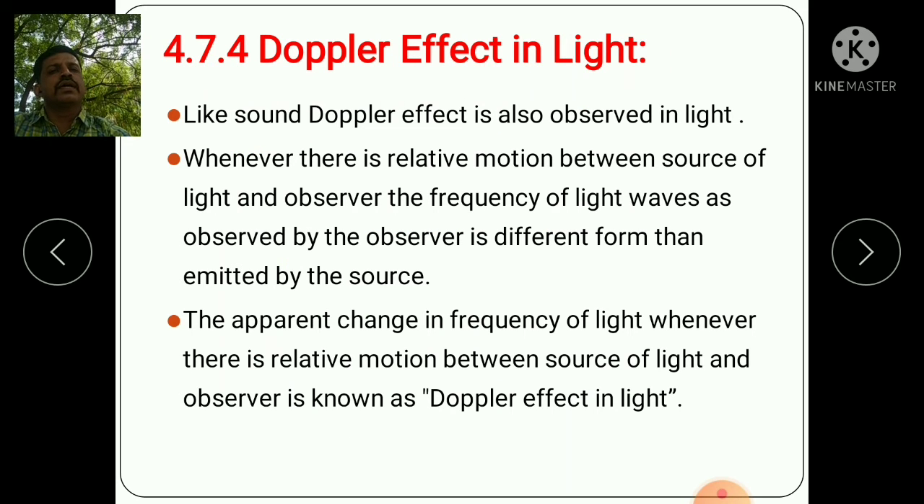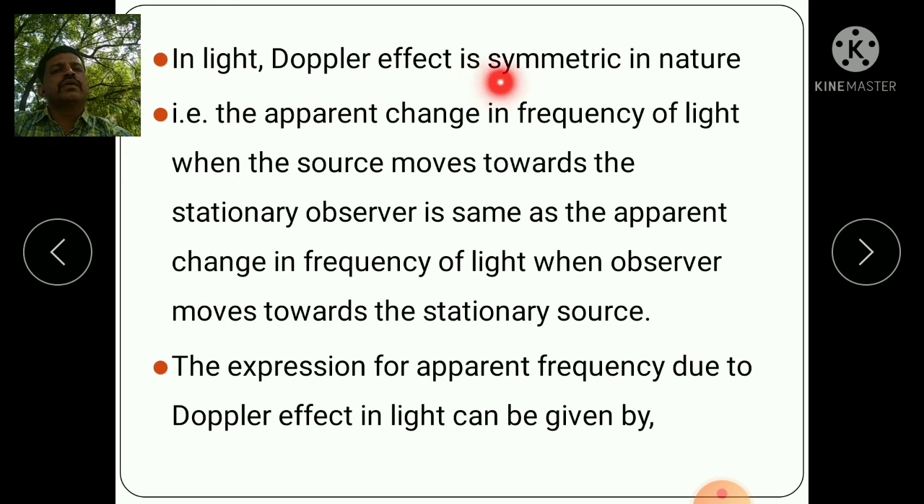Doppler effect in light. Doppler effect is also observed in light. Whenever there is a relative motion between the source of light and the observer, the frequency of light waves observed by the observer is different from that emitted by the source. This apparent change in frequency of light is known as the Doppler effect in light. The Doppler effect in light is symmetric in nature, that is, the apparent change in frequency of the light when the source moves towards the stationary observer is the same as the apparent change in frequency when the observer moves towards the stationary source.